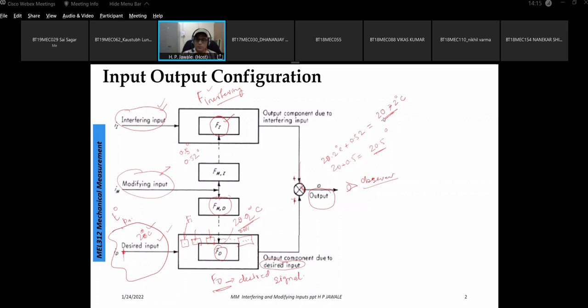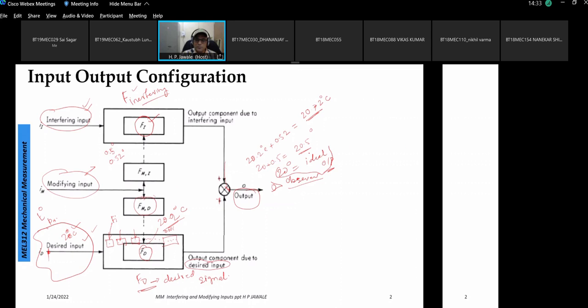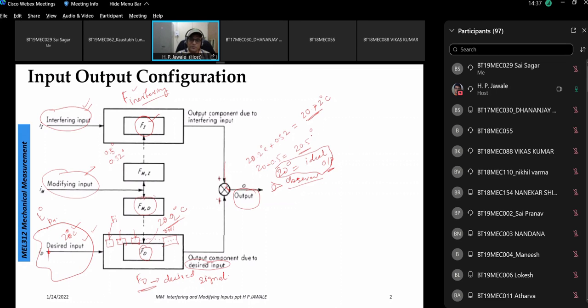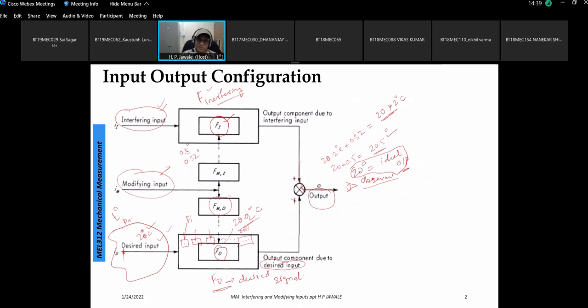If there is only the interfering input present, then it is going to show, suppose, 20.5. But ideally, we desired that the signal should be of the order of 20 degrees. It should show 20 degrees only. So this was the ideal one that is desired. The ideal output to be displayed was 20. Because of the interfering signal, it has shown 20.5, let us say. And because of the modifying input, it has altered both the desired signal as well as the interfering signal, and the total output shown by the instrument or measurement system will be 20.72, for example. So this is how the inputs are going to affect.